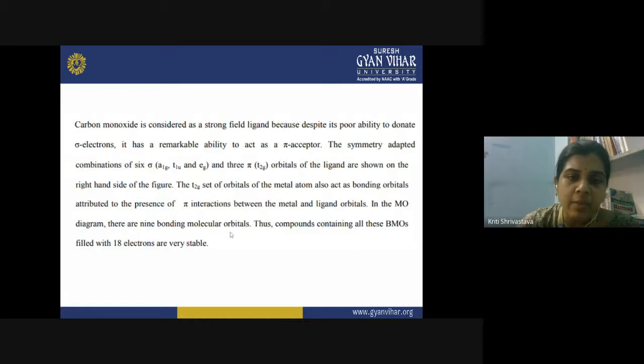There are 9 bonding molecular orbitals, and thus the compound containing all the bonding molecular orbitals filled has 18 electrons. Like we have seen, all the metal atoms in the metal carbonyls contain 18 electrons in their valence shell. So if we have 9 bonding orbitals, all of them will have a pair of electrons. As a result, in the carbonyl compound, all the electrons are paired. That is why generally they are diamagnetic in nature.